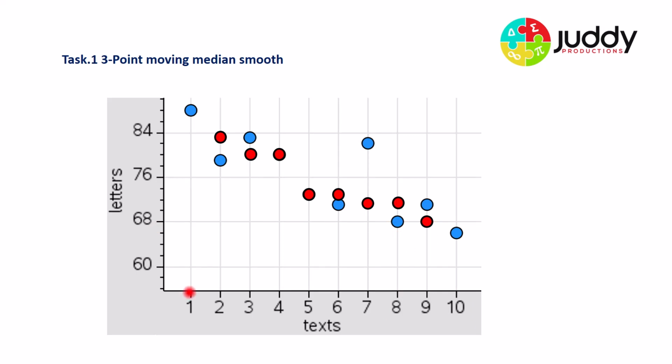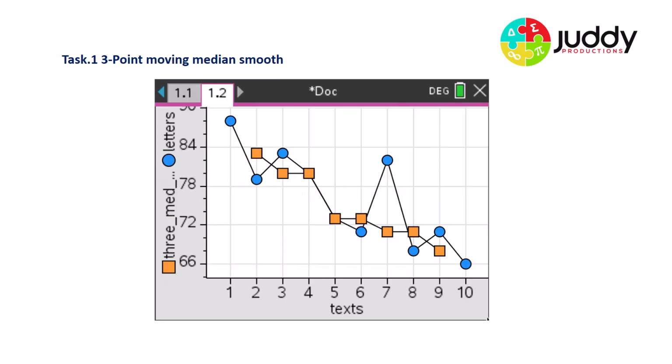You notice that we lose data at the start of our plot for our 3-point moving median smooth. Text 1 doesn't have a 3-point moving median smooth. And also at the end of our data, text 10 doesn't have a 3-point median smooth. Let's now look at how we generate this graphically using the TI-Nspire CAS calculator.